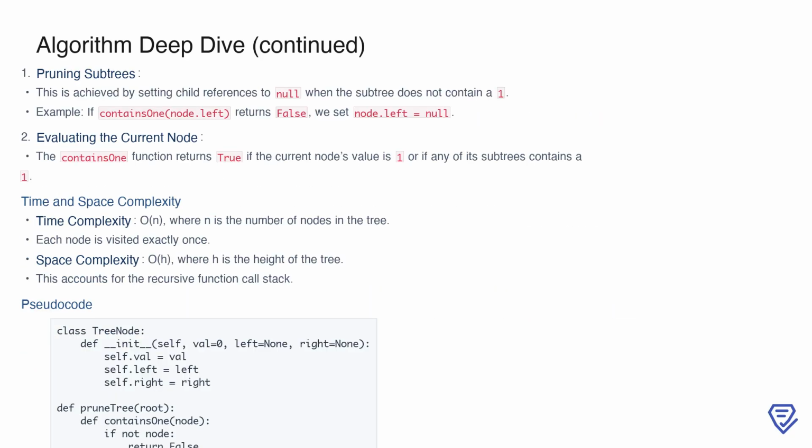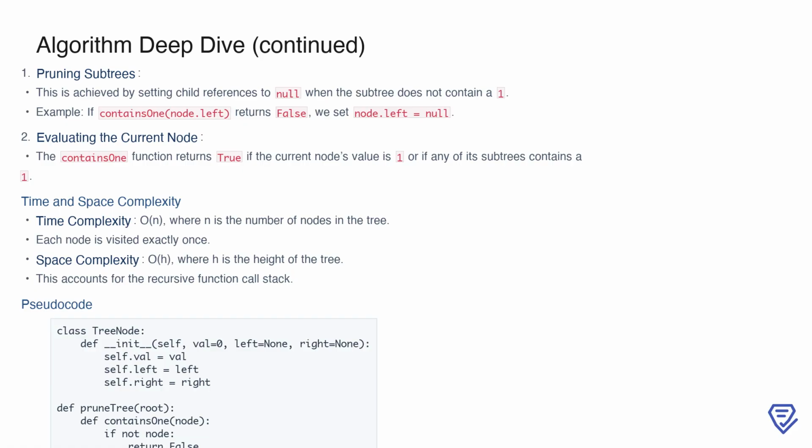The pruning process itself is straightforward. Whenever a subtree does not contain a 1, it is pruned by setting the corresponding child reference to null. For instance, if the left subtree of a node does not contain a 1, we assign null to the node's left child. The same logic applies to the right subtree.